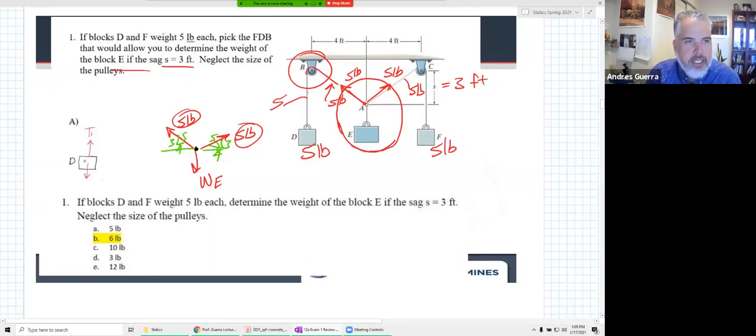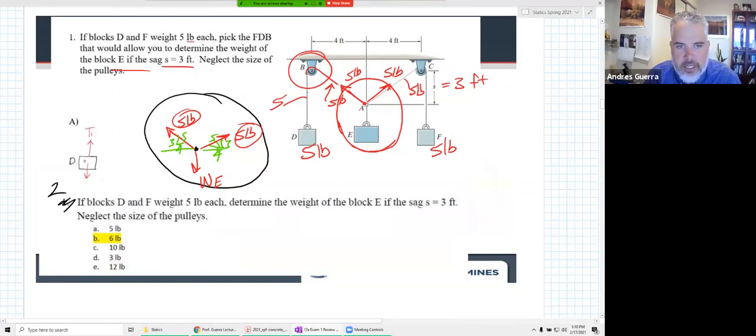Okay, and then actually this is not number 1, this is actually number 2. If they tell us, again, it's the same information, if blocks D and F are 5 pounds each, determine the weight of block E if the sag S is equal to 3 feet. Neglect the size of the pulleys. So basically they're just saying, okay, well now can you solve this? You pick the right FBD, now let's solve this thing.